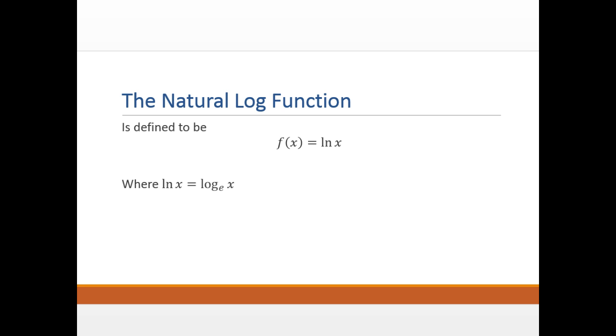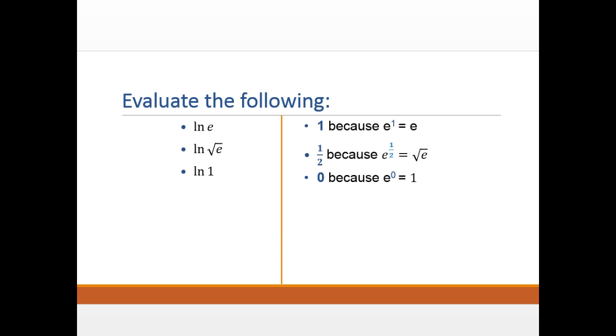We have something called the natural log function. This is f of x equals ln of x. This is the other one you will see on your calculator. Please realize when you see ln of x, this is just log base e. That's the same e we touched on in the last section. The natural log of e is simply 1 because e to the 1 is e. Natural log of square root of e is 1/2.